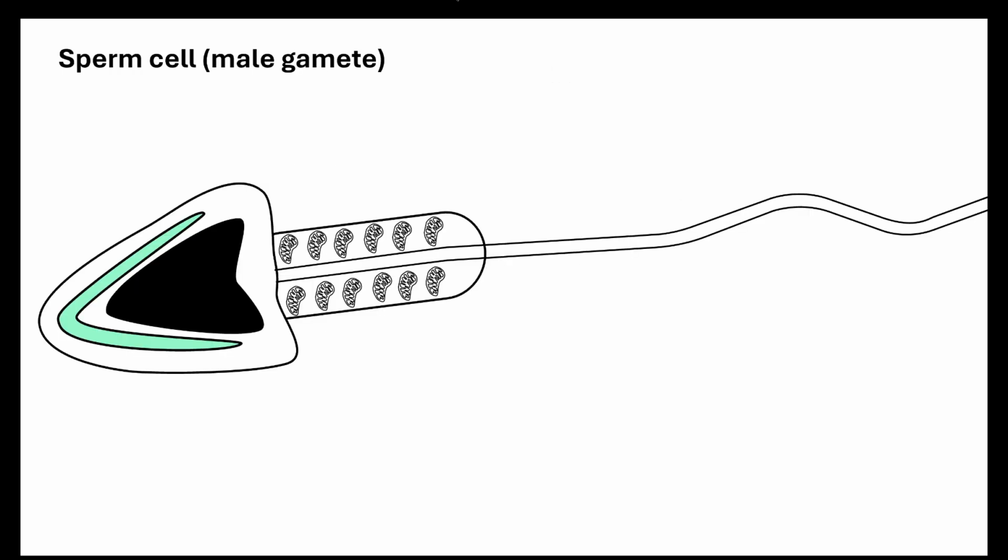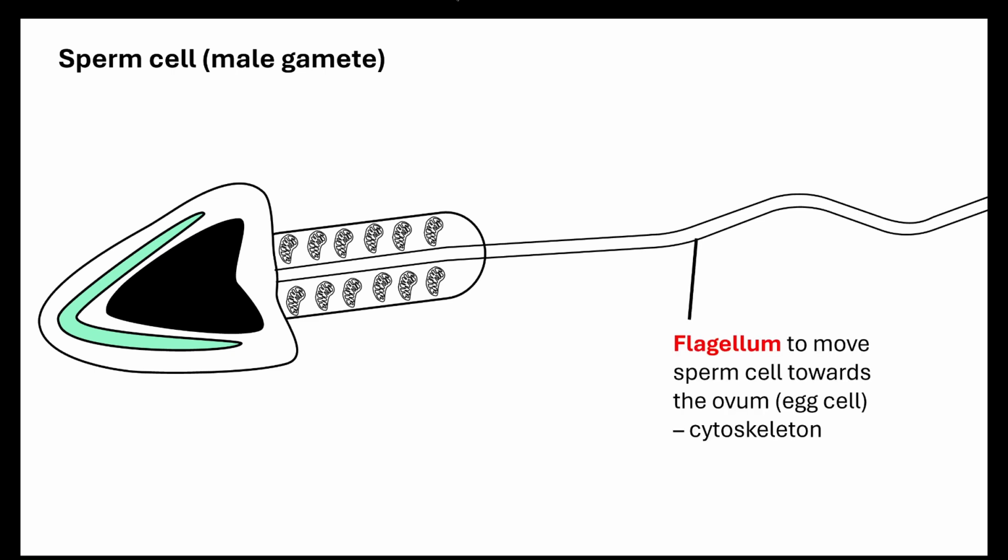Now, another one you have to know is your sperm cell. So the sperm cell is the male gamete, and it has some very key features which are important for it to carry out its role. So the first thing that we talk about is the flagellum. Now, the flagellum is made up of protein to move the sperm cell towards the ovum, that egg cell.